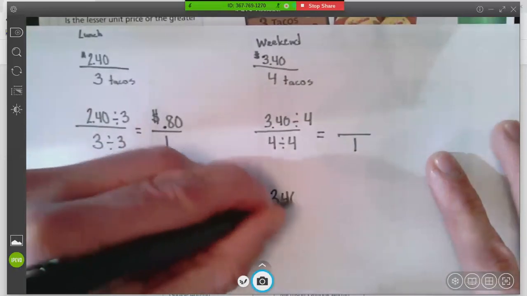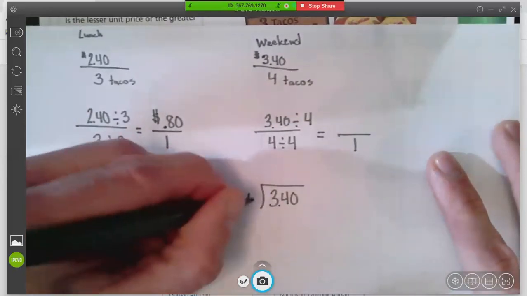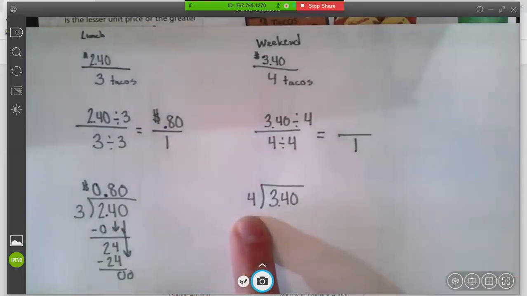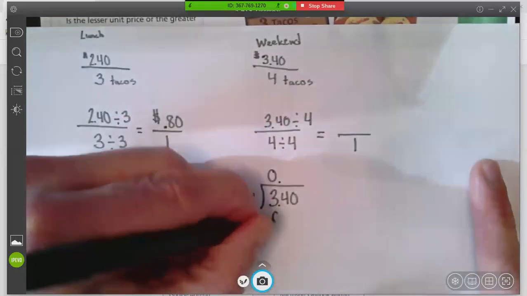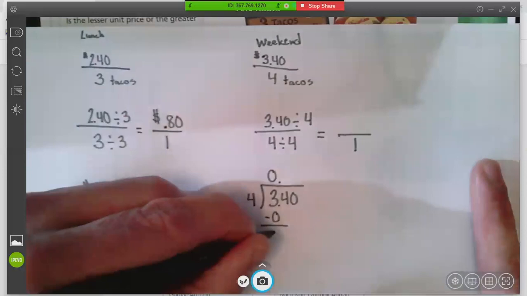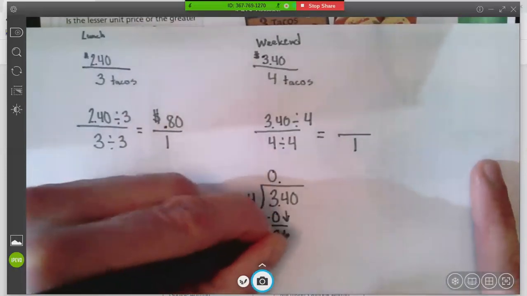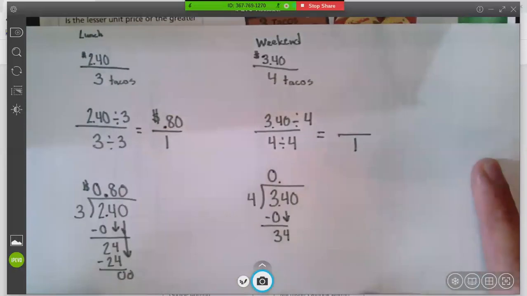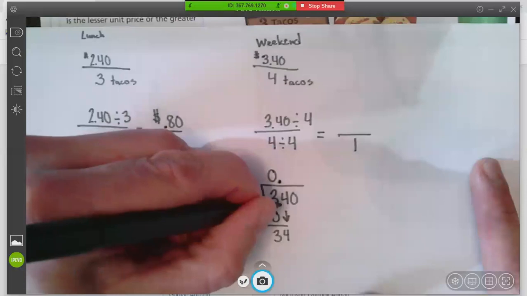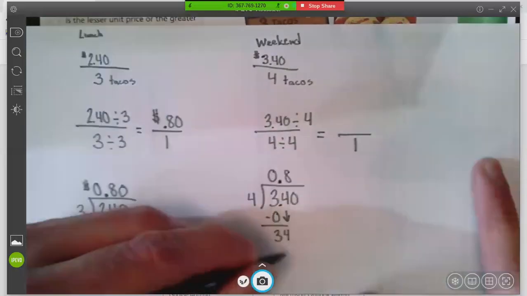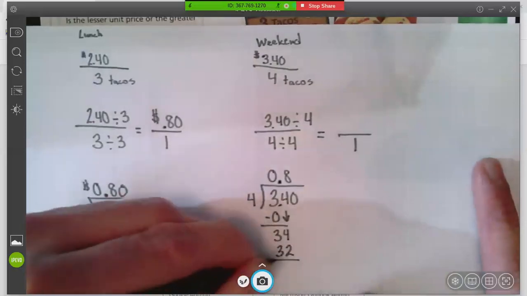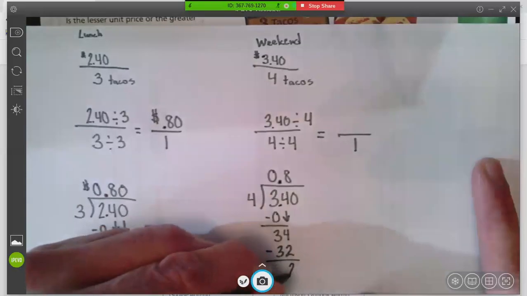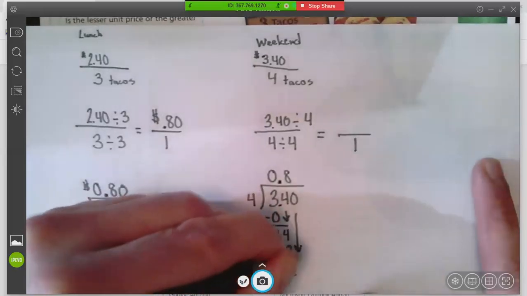$3.40. Okay. How many times does 4 go into 3? 0. 3 minus 0 is 3. I'm going to bring down the 4. How many times does 4 go into 34? 8. And remember, I put my decimal point there. 8 times 4 is what? 32. Very good. 34 minus 32 is 2. I'll bring down the 0.